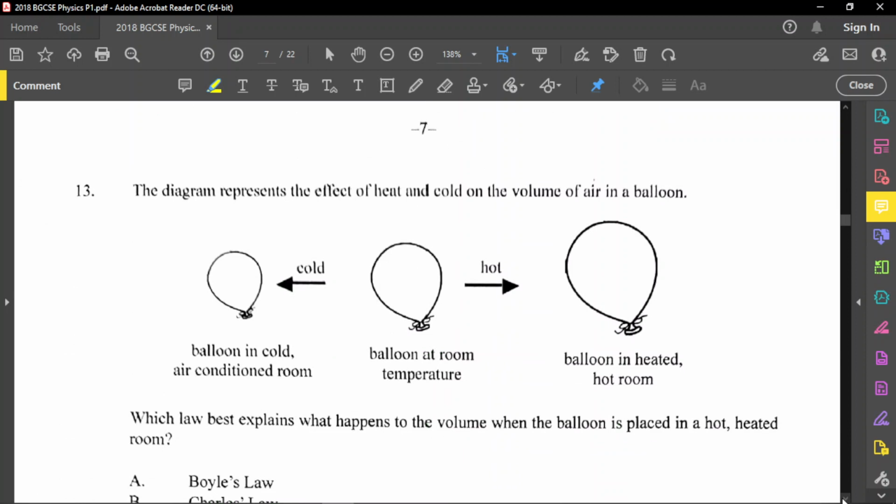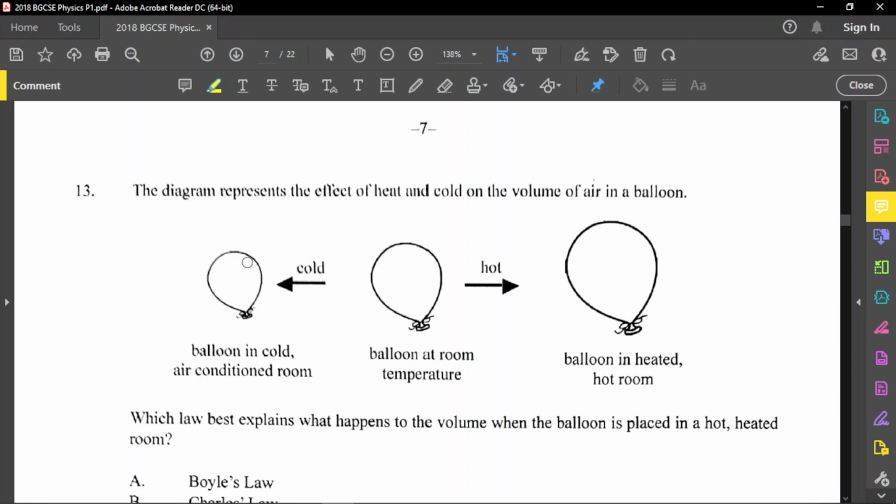All right, number 13. So let's travel through this a little bit faster now. Here it said the diagram represents the effect of heat and cold on the volume of air in a balloon. Now this is cold, this is heat, getting hotter. Notice the balloon at normal temperature. This here is room temperature, the normal temperature. If you make it become colder, what will happen? The balloon will get smaller in size.